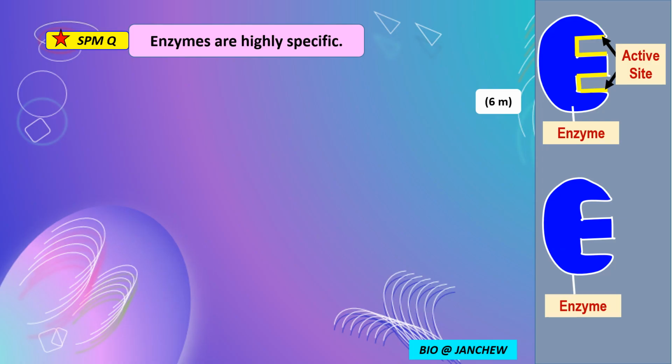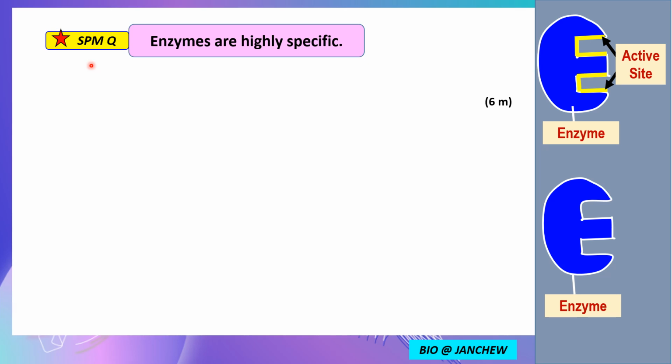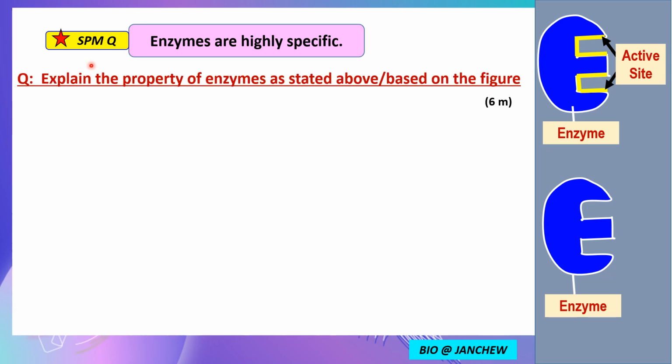Let's take a quick look at a common question in SPM. The statement is "enzymes are highly specific", and you're asked to explain the property of enzymes as stated above, or the characteristic of enzymes as stated above. Or you may be given a picture of the lock and key hypothesis to explain. The lock and key hypothesis basically explains how enzymes are highly specific, right?